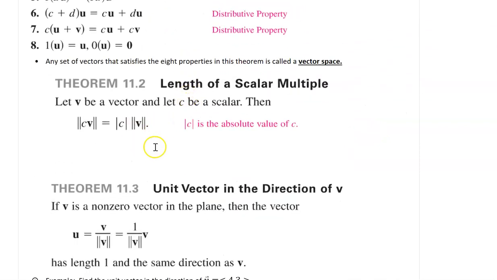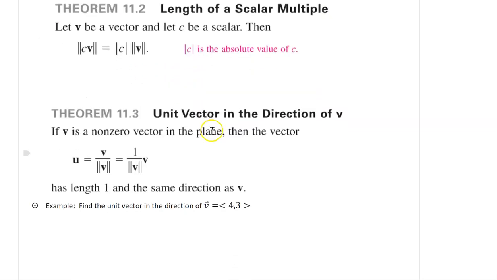The length of a scalar multiple, we talked about this a little while ago, but you should know that the magnitude of cv is equal to the absolute value of c times the magnitude of v. It does change the direction of a vector as well if c is negative, but we're only talking about the magnitude here. And this one is pretty easy to verify using the distance formula.